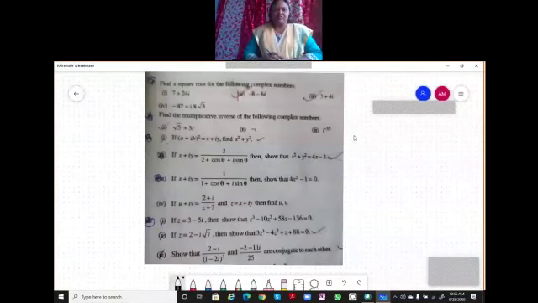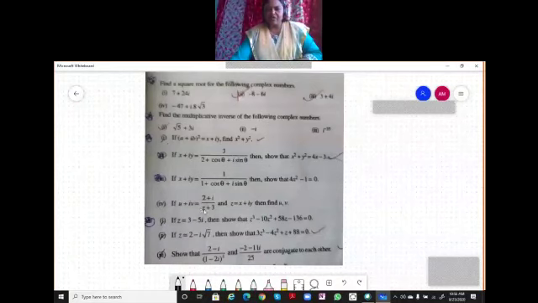Finding the square root, we discussed. Finding the multiplicative inverse, we discussed. Solve these problems. We discussed the second one. Solve the first one and the third one. The fourth one also you can easily solve. Take z is equal to x plus iy, and multiply and divide with the complex conjugate. You solve this. If you have any doubt, we will discuss it in our next class.